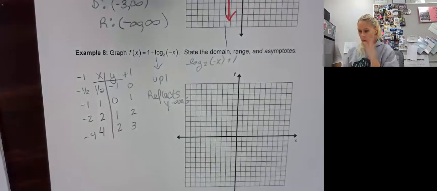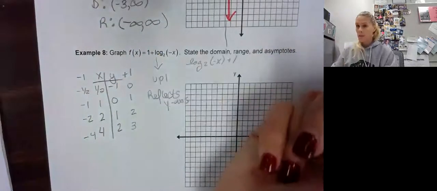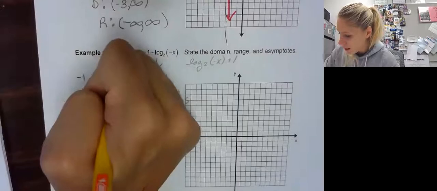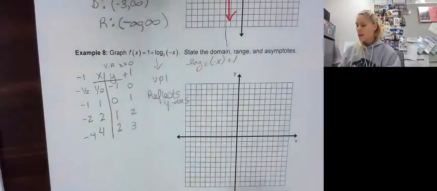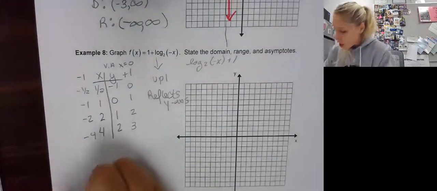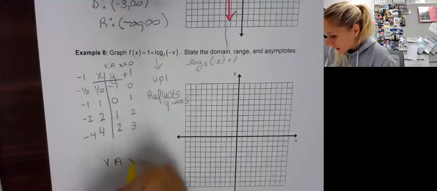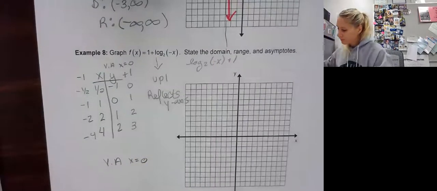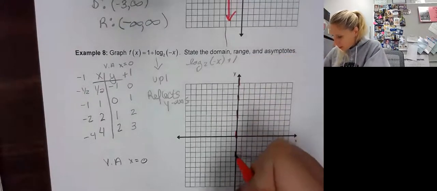Okay, so remember that our asymptote deals with left and right, right? So the original asymptote here, the vertical asymptote, was x equals 0. Now, did we go right or left? No. So our new vertical asymptote is still x equals 0. So I'm still going to put x equals 0.